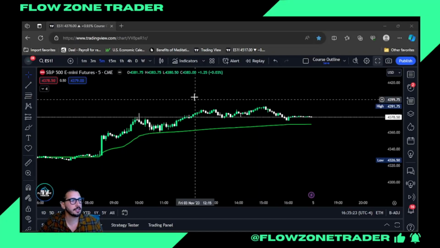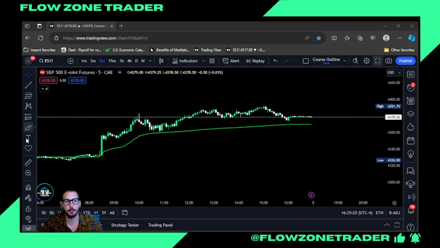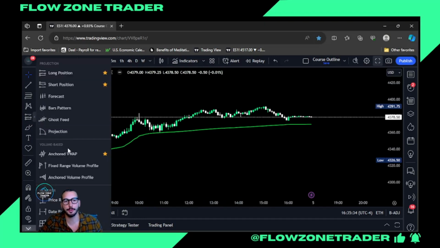Okay, so jumping into the left hand side toolbar down here, it should be down here for you. Okay, and you want to come into this section here, forecasting and measuring tools. All right, and you will see volume based, there you go, Anchored VWAP.